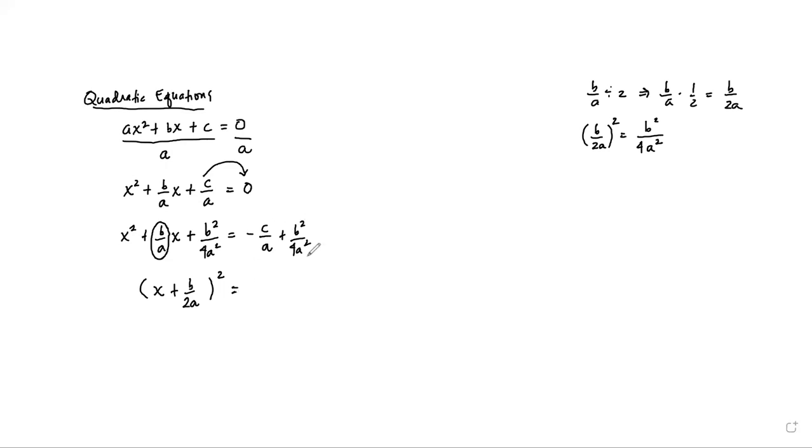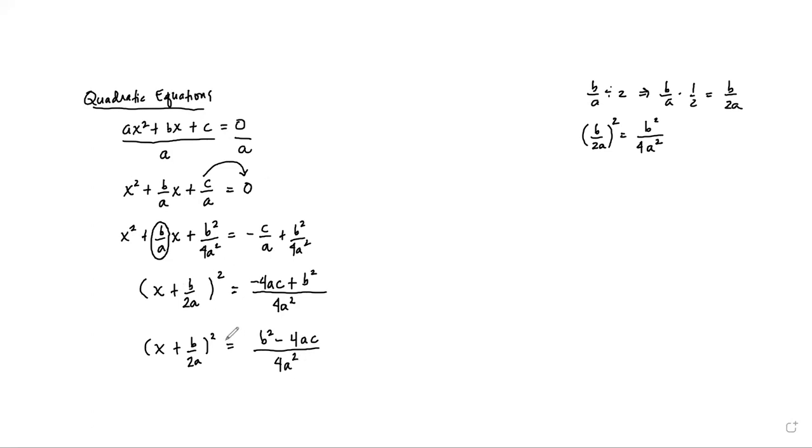And then the right-hand side, now we shall combine it into a single fraction where the LCD is 4 times a squared. So 4a squared divided by a will be 4 times a, and you multiply it to negative c, so we get negative 4 times a times c, plus 4a squared when divided by 4a squared is 1, and 1 multiplied to b squared is b squared. So therefore, we can rewrite this as x plus b over 2a quantity squared is equal to b squared minus 4 times a times c all over 4a squared.